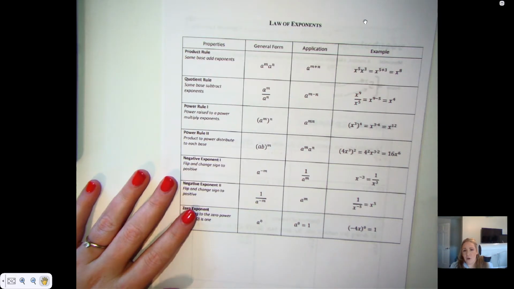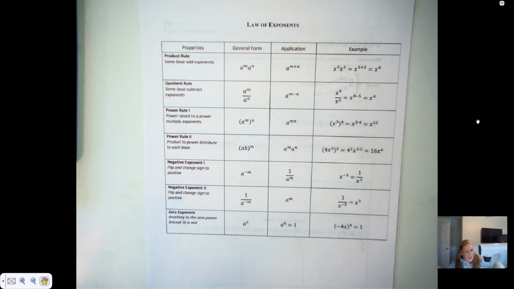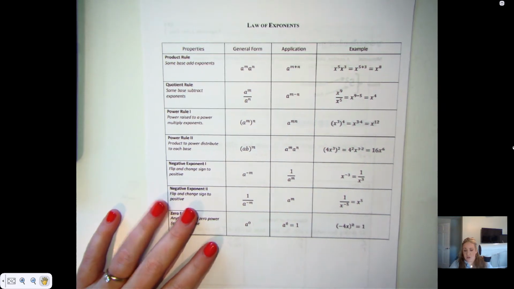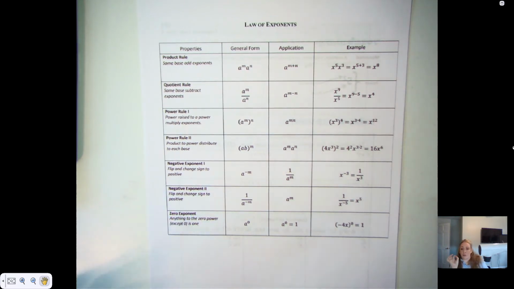And what a better way to bring in the new year, but with exponents, okay? So that's what we're going to be doing today. So we are talking about exponents and exponential functions in this unit.